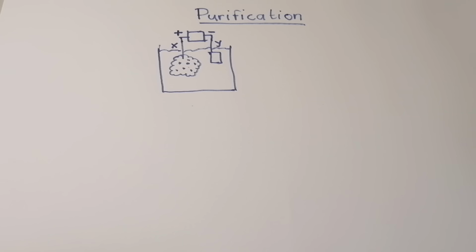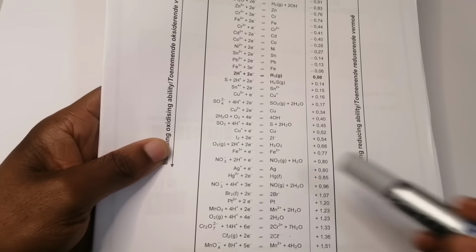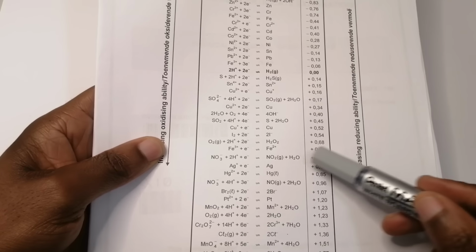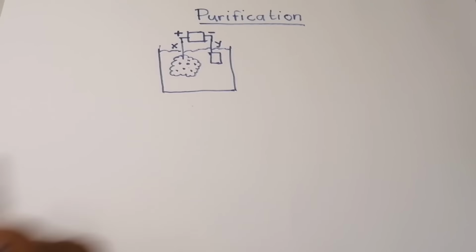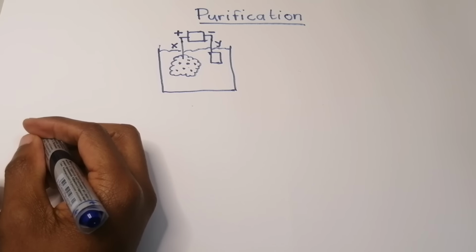Now, typically, ladies and gents, how would I make sure that only silver goes there? You'll note in your standard potential table, if you take silver there, it has a standard potential of 0.8. So you have to make sure that you connect a battery that has a potential of 0.8 so that only the silver particles would respond to the amount of energy that you've given.